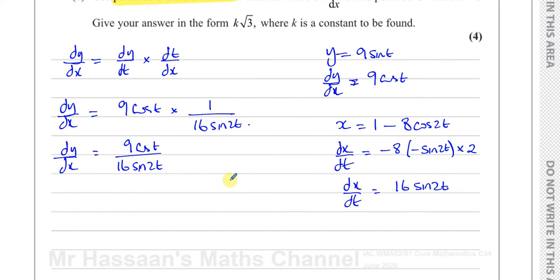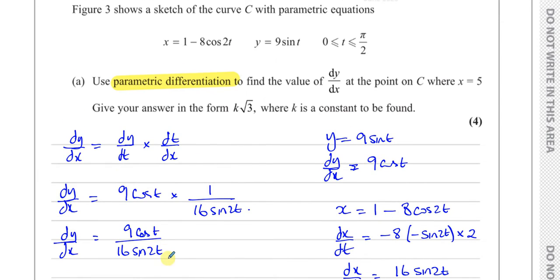We can leave the answer like that if we want, and then we can continue to find what t is when x equals 5, because that's what we have to do. We need to substitute the value of t in here when x is 5, because at the point on C where x is 5, we've got to find what t is at that point and use the value of t to find dy dx.